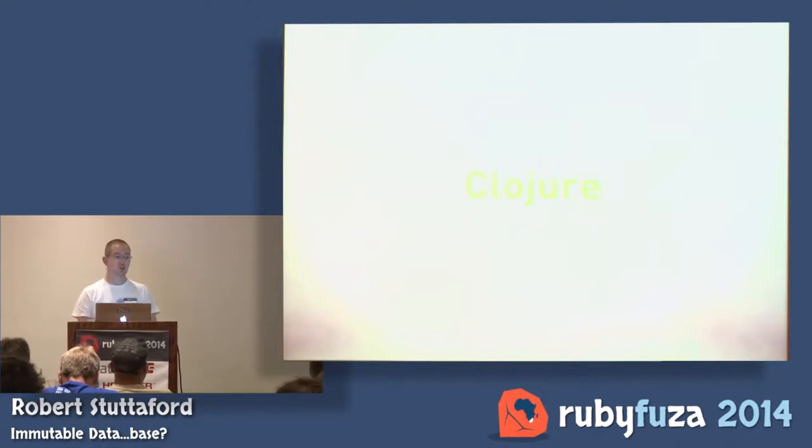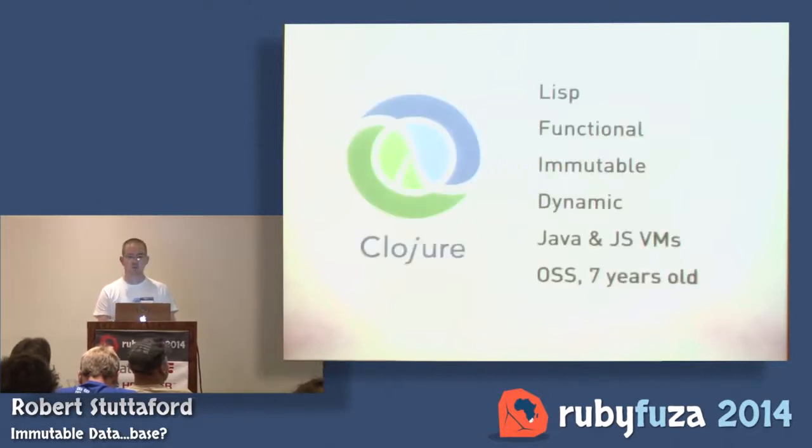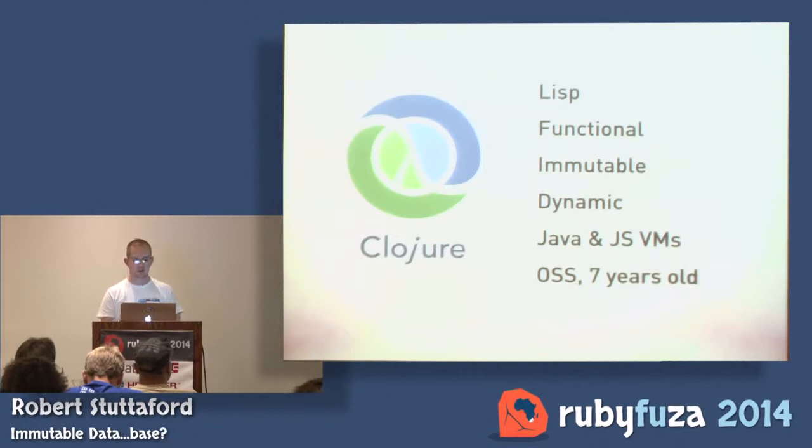So first, Clojure. Clojure is a Lisp, which you've seen a little bit about earlier today. It's a purely functional language. It's an immutable language, and I'll talk about that in a sec. It's dynamic. It runs on the Java and the JavaScript VMs, and I think you guys will like the JavaScript side of it more than the Java side. It's open source, and it's quite old now, 7 years old.